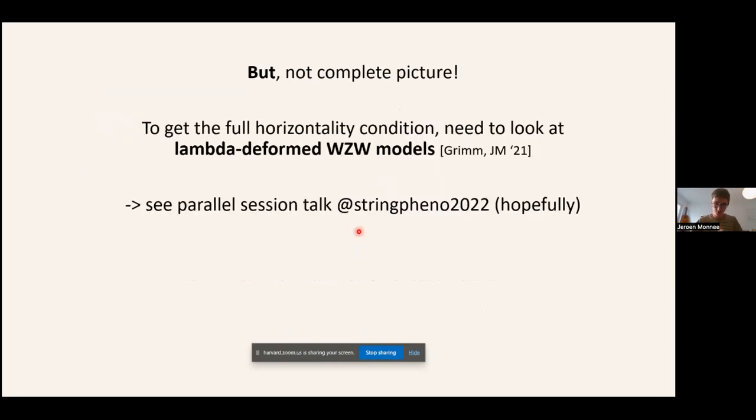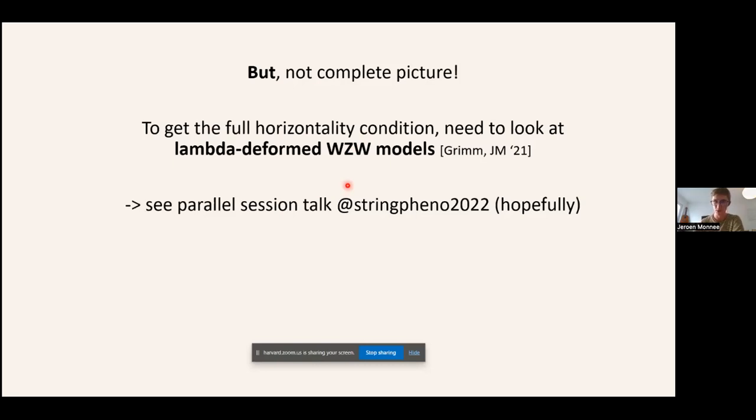But, well, you now know that this is not a complete picture, because as I told you, these Nahm's equations are not the full story. The full story is this horizontality condition. And so late last year, Thomas and I wrote a follow-up paper on this, where we showed that if you want to get the full horizontality condition, you need to look at something called a lambda-deformed Wess-Zumino-Witten model.